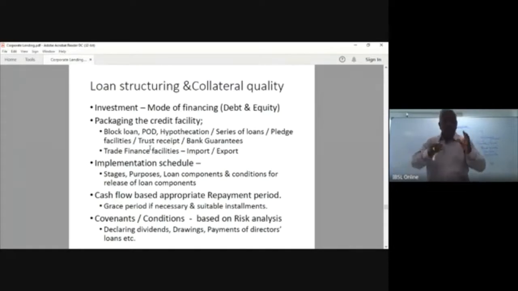So these are straightforward. But in the case of a project loan, or if the customer is a corporate customer, you have to provide a packaged credit facility. So now we see an example. I am erasing this. Credit package.